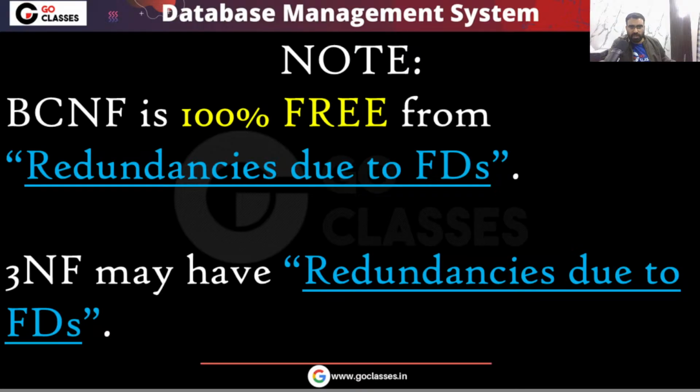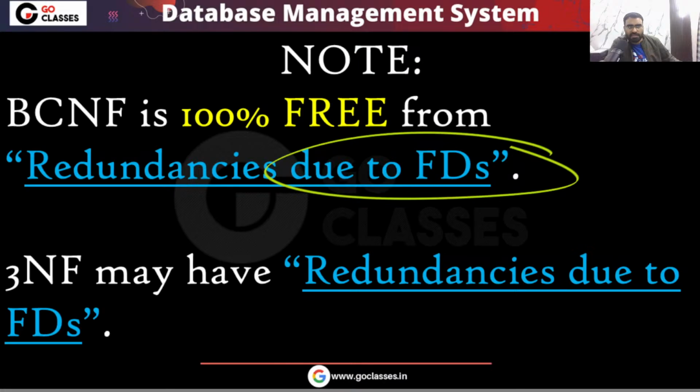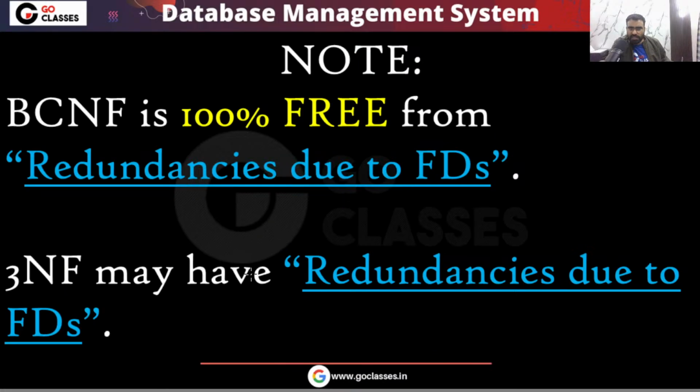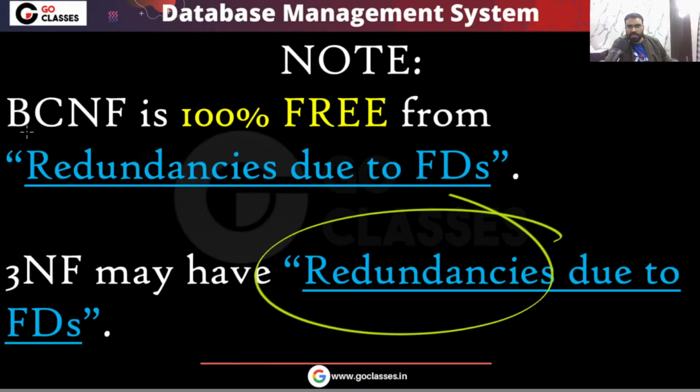Let's see this point: BCNF is 100% free from redundancy created by FDs, but 3NF may have redundancy created by FDs. In the 3NF, we may have redundancies created by FDs.